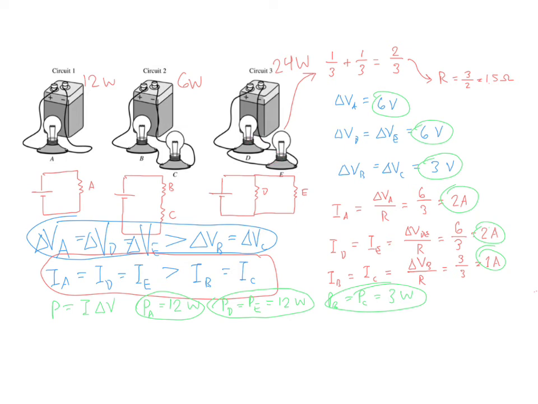So the order of ranking for running out is going to be circuit 3 is going to run out first because it has the most power, then circuit 1 will be next, and finally circuit 2 will stay lit for the longest because it uses the least amount of power.